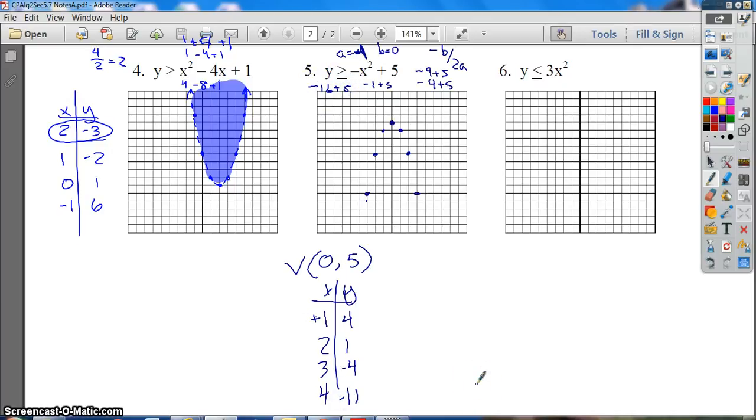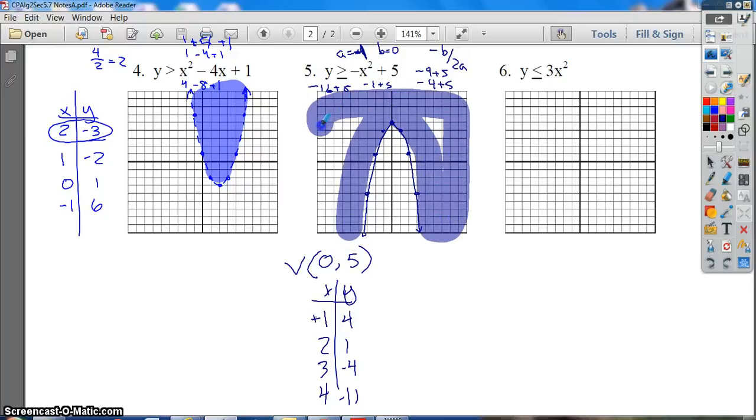No fly zone. Solid line because there is an equal to. So we're looking at something that looks kind of like this. We then have to go ahead and do our shading. It says greater than. So greater than this line would be above. Okay, so there's my parabola for number 5.